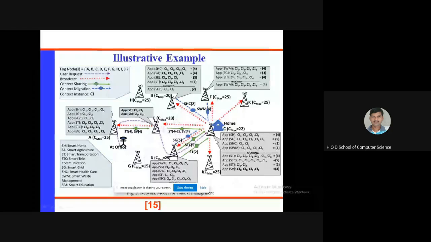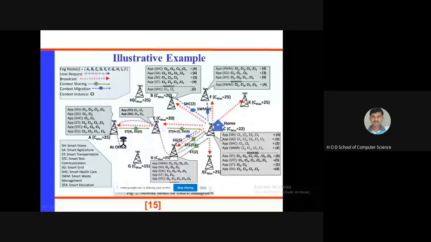Currently, it has assets: smart home appliances 4, SG smart grid, then SHC smart healthcare, then SWM smart waste management, right? But what exactly is required? It requires some information related to the weather, and the vehicle, then the smart transport information, right? The position of the vehicle. This information is required to predict at what time I will reach home. Accordingly, it will set the temperature.